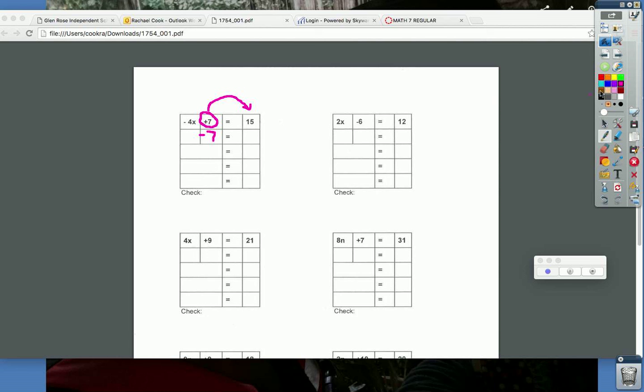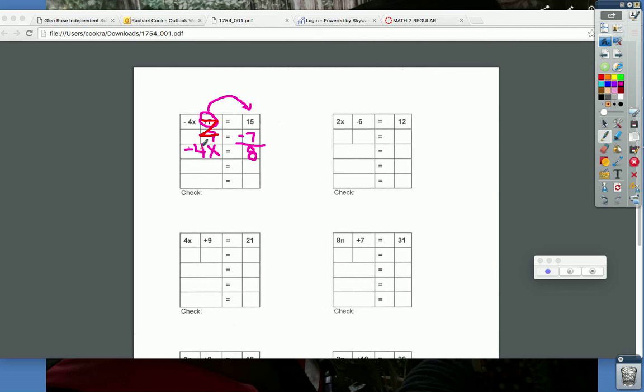Now when we subtract that 7, we are actually zeroing out 7 from that side of the equation. What we do to one side of the equation, we want to do to the other side of the equation. So now what we have here is 15 minus 7, and 15 minus 7 is going to give us 8. We're going to bring this negative 4x down. So now that was step 1 of our two-step equation. So now we have negative 4 times x equals 8.